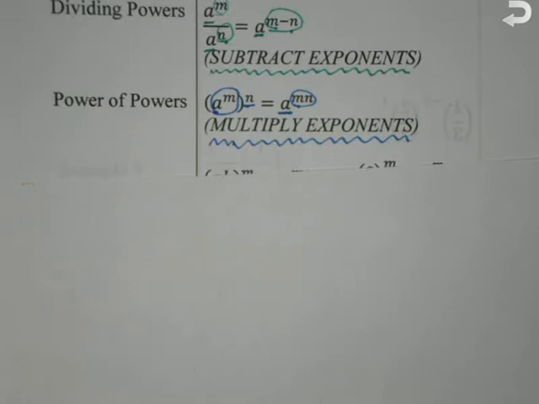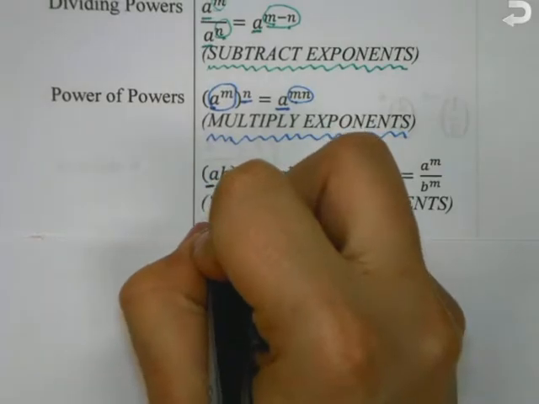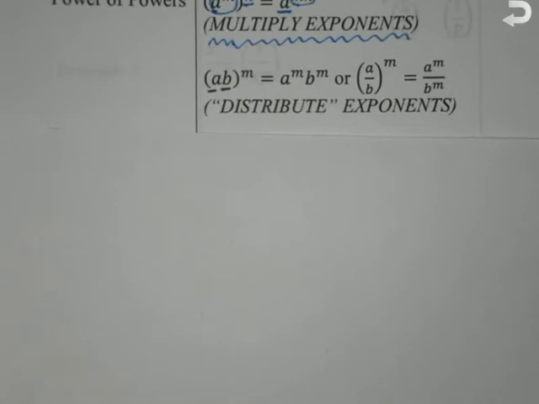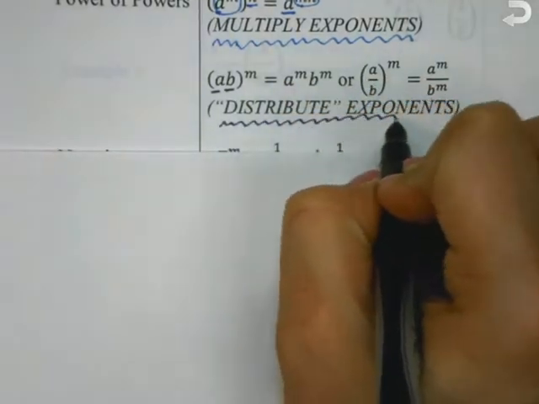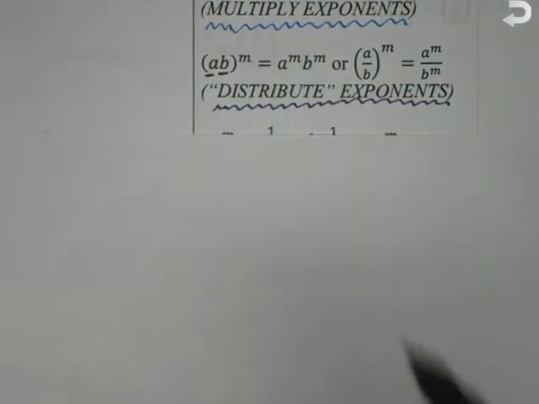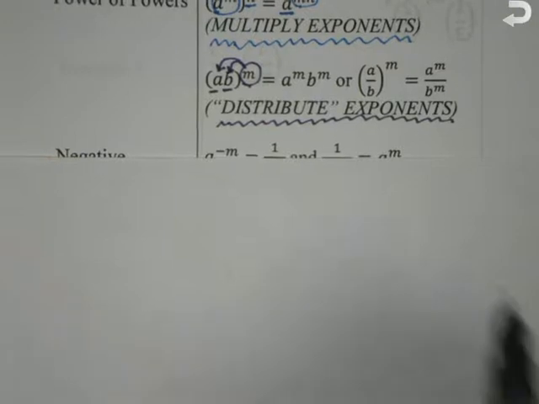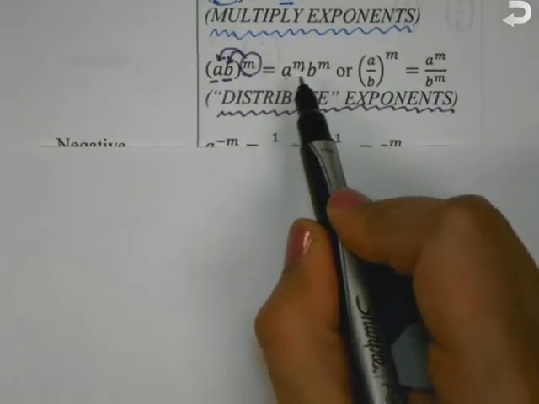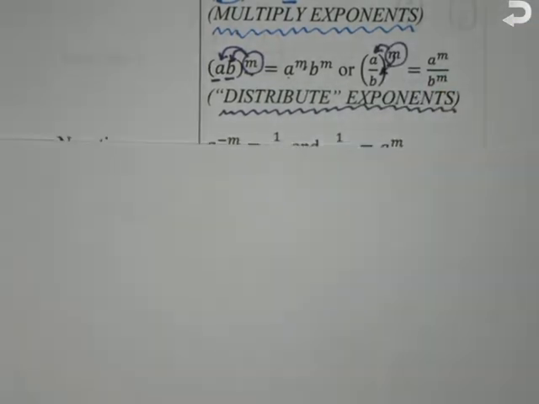Along with that, sometimes we have two different bases inside the parentheses. So in this case, a and b are both two different bases, and those are being raised to an exponent. I call that distributing the exponents, and I put distribute in quotes because technically it's not distributing. We have to give that exponent to each base inside the parentheses, so it's going to turn into a to the m times b to the m. Or if we're dividing, that m gets distributed both on top and bottom, and it becomes a to the m over b to the m.